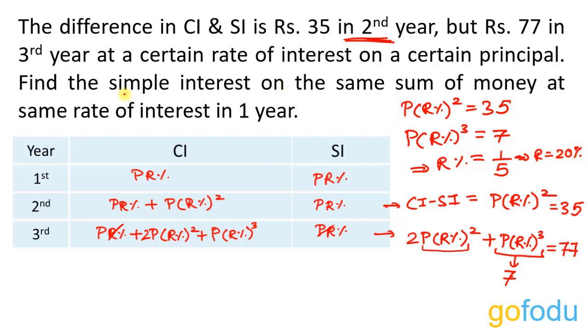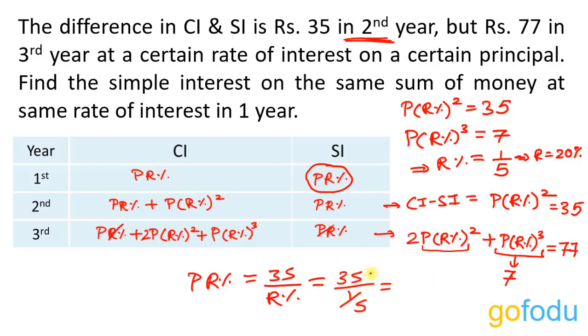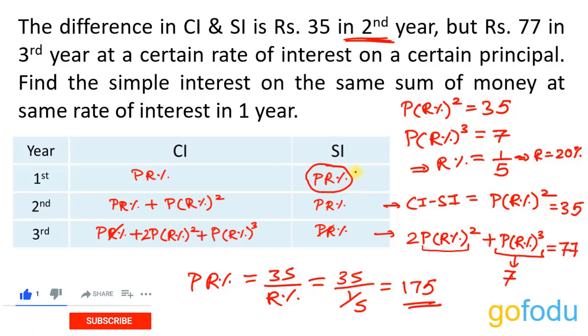Now we have to find simple interest on same sum of money at same rate of interest in 1 year. So simple interest on same sum of money is PR percent for 1 year. So we have to find the value of PR percent. PR percent whole square is 35. PR percent would be 35 upon R percent. R percent is 1 by 5. This would be 35 upon 1 by 5 or 35 into 5, that is 175 rupees. This would be the simple interest on same sum of money at same rate of interest in 1 year. Okay, so this was another variety of question that is seen frequently.